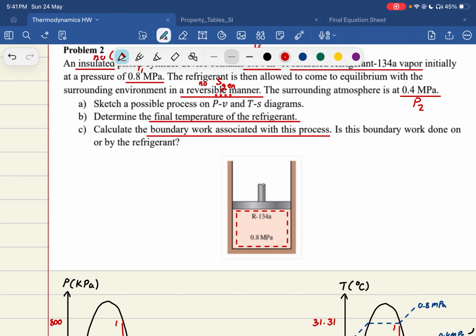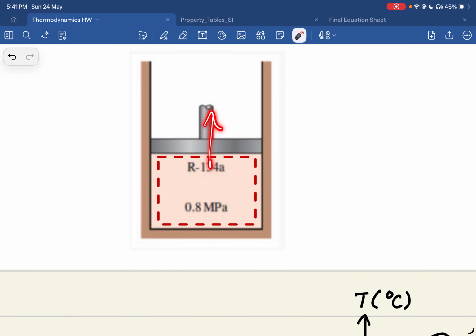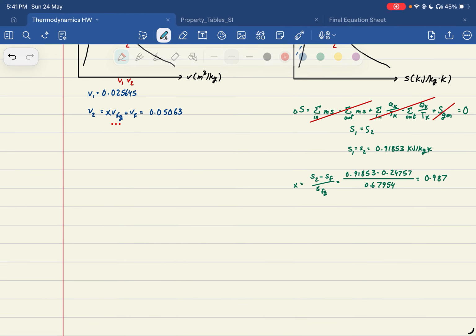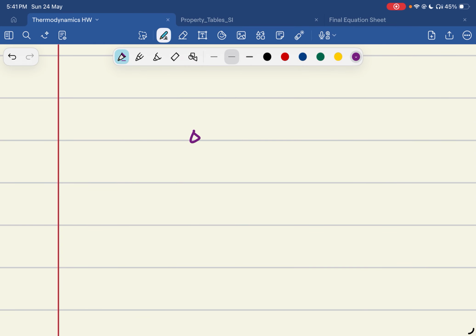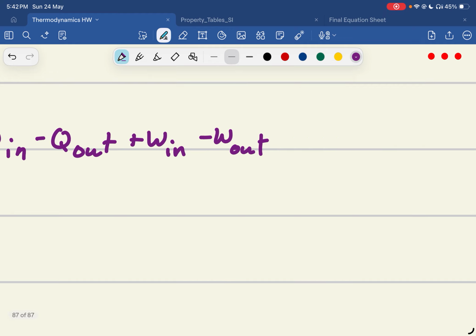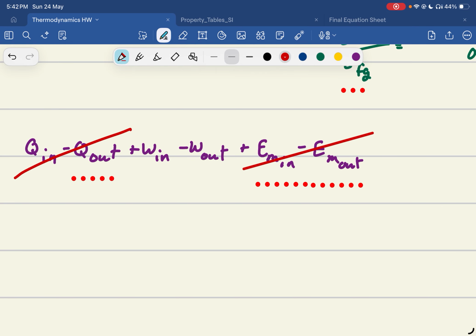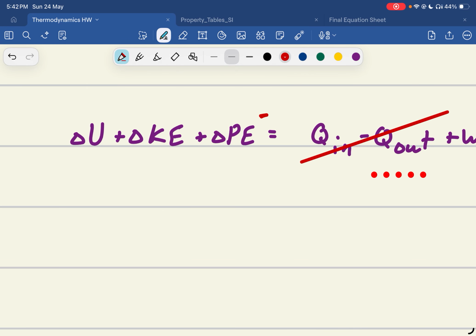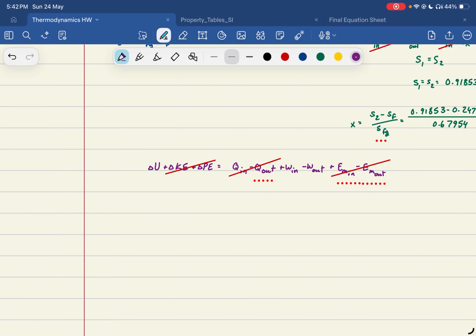So we know there's boundary work because the volume is changing, but we don't know if it's on or by the refrigerant, so we can't draw it on the schematic yet because we don't know the direction. We have to calculate the energy balance and see what that tells us. So delta U equals Q in minus Q out plus W in minus W out. It's a closed system. It's adiabatic or insulated, so there's no heat. And it's stationary, so we don't have that term.